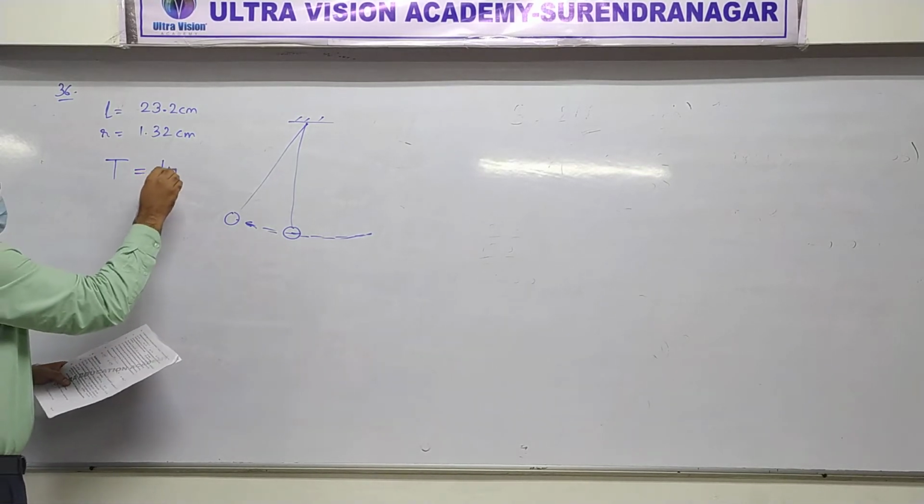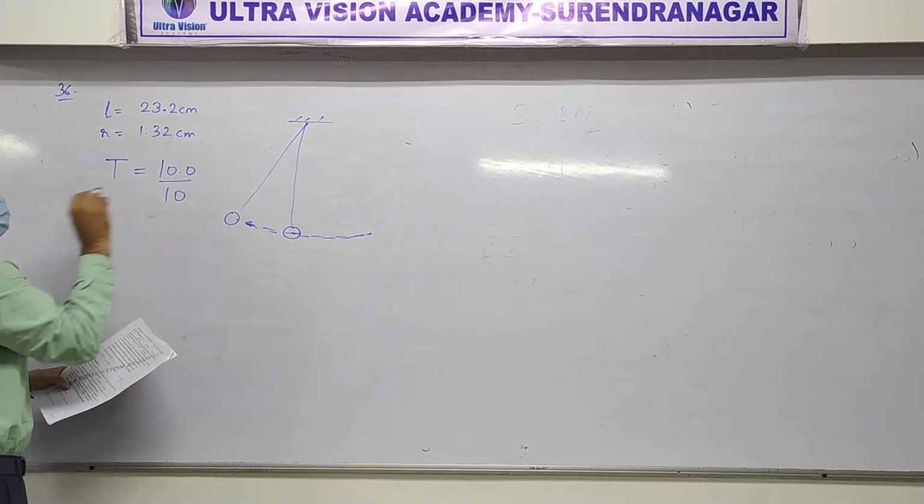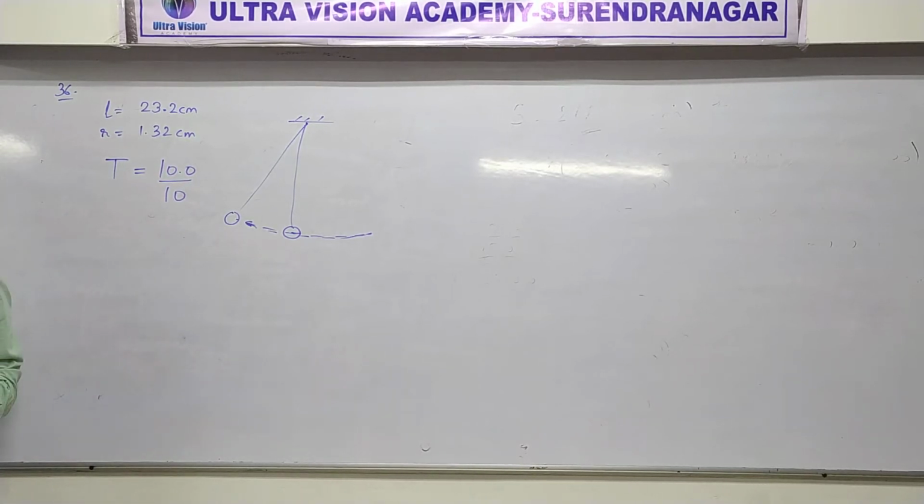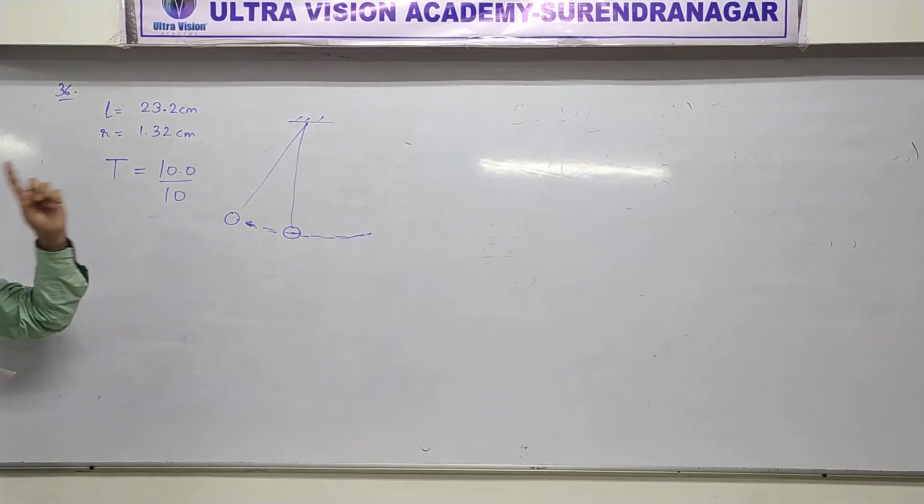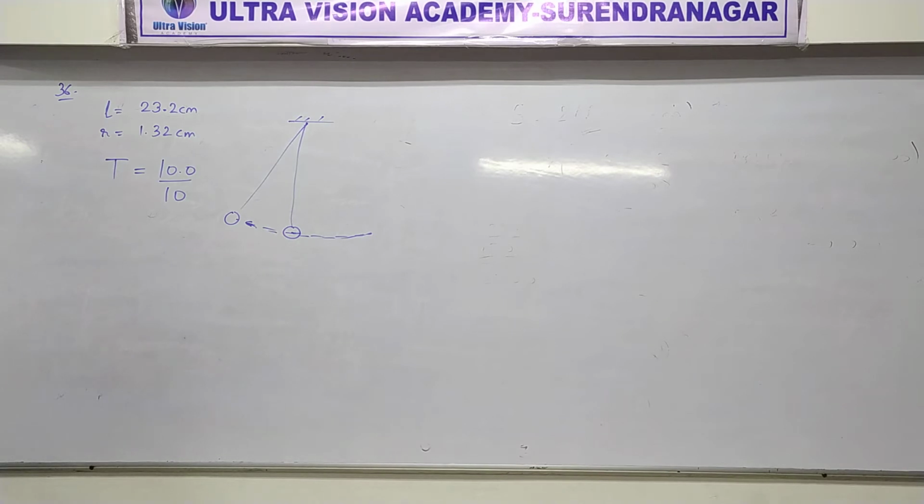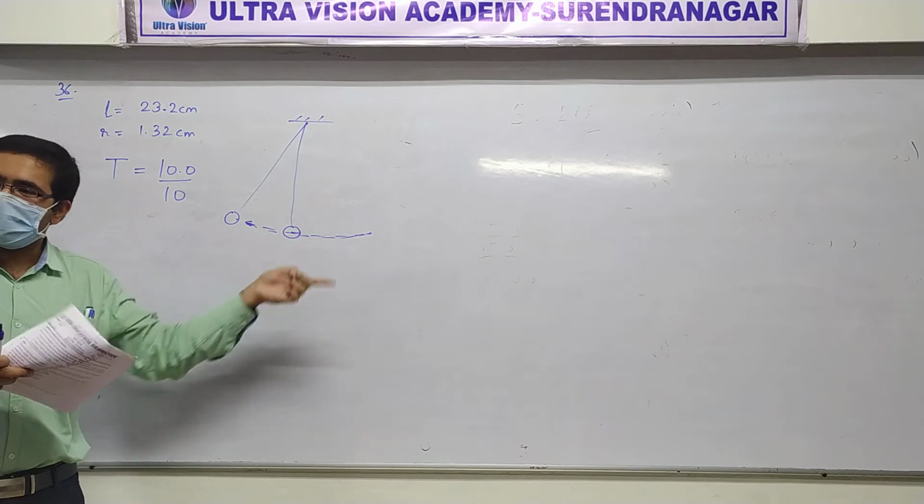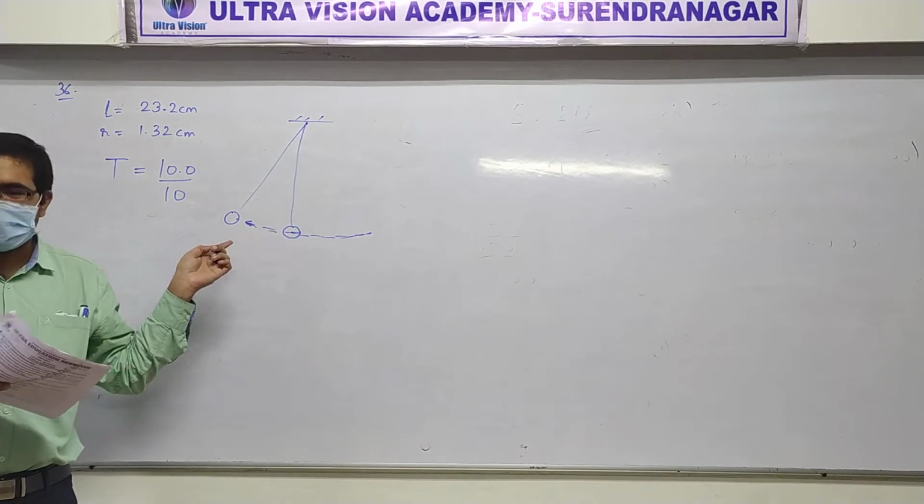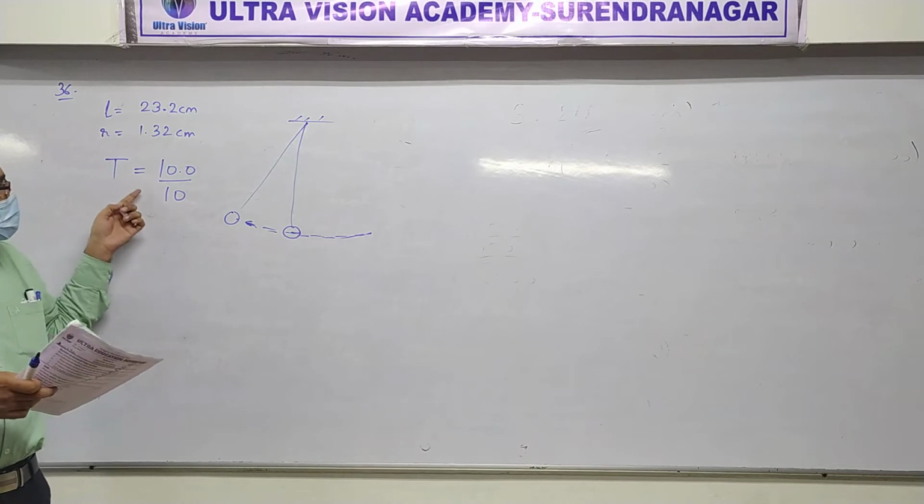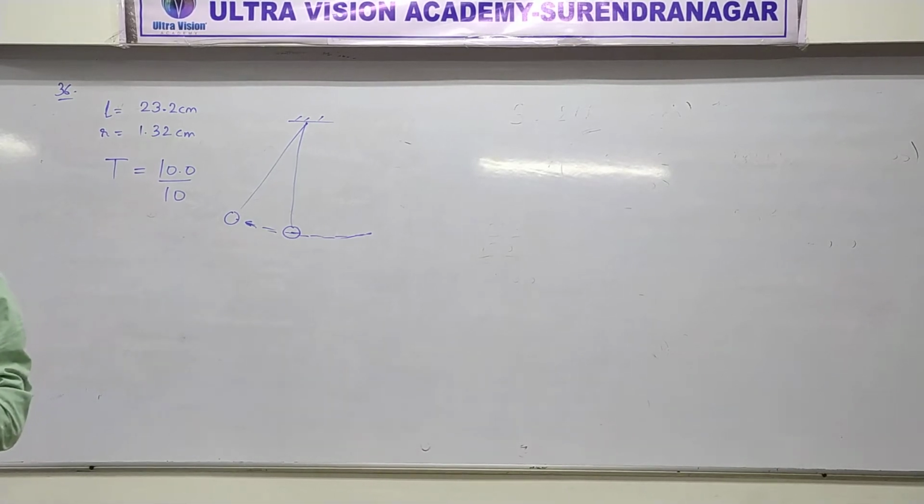So do you understand that it would be this? Yes or no? Clear or not clear? For 10 oscillations, 10.0. Then for one oscillation it will be 10.0 upon 10. Got that? Now this 10 is a counting number, isn't it? Number of oscillations, 1, then 2, 3, like that. The numerator is a measurement, but the denominator is a counting number. We counted 10 oscillations.